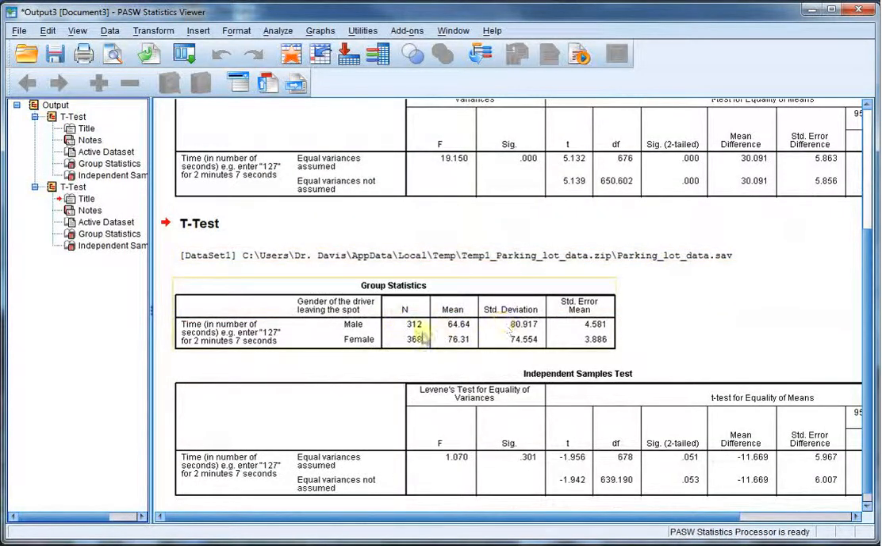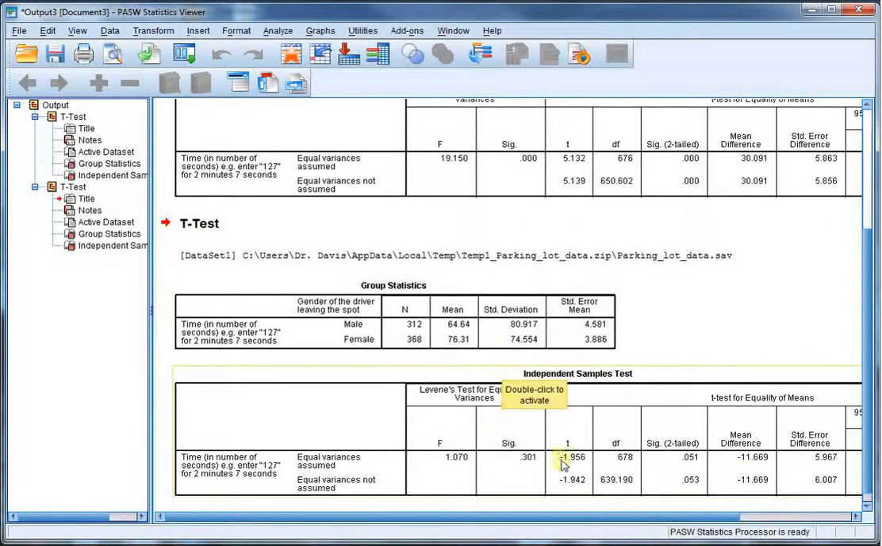When we scroll down, again, the first place we're going to look is the means. So we have 312 males, 368 females. 64.6 seconds is how long it took the males to pull out overall. So this is whether or not someone was waiting, just for men in general, 64 seconds. For women, 76 seconds. And that is about an 11.6 second difference.